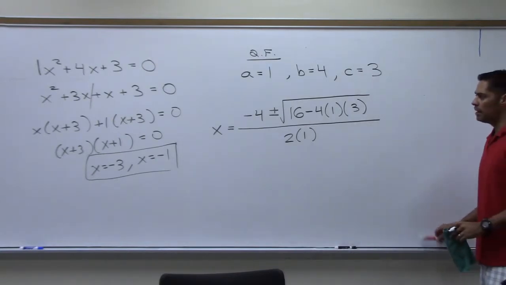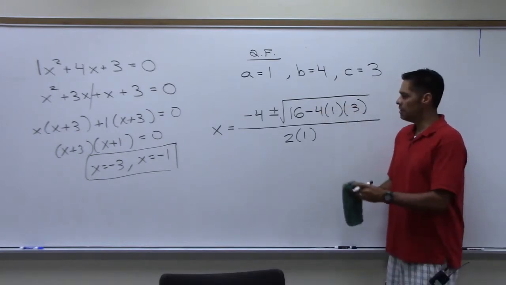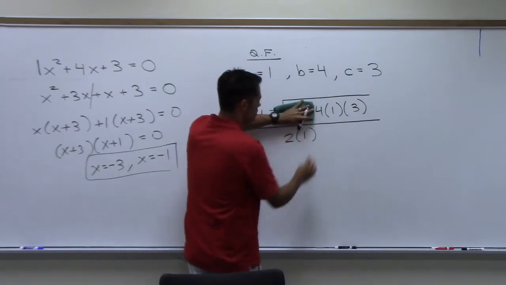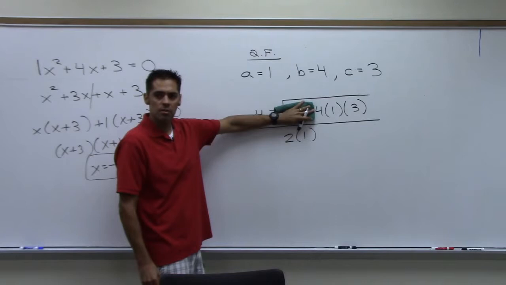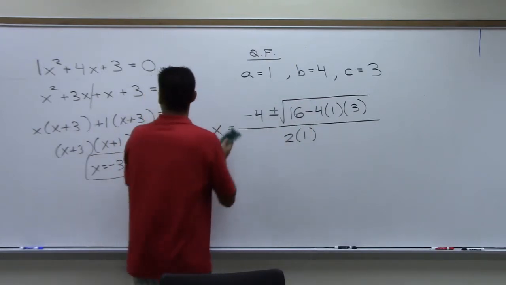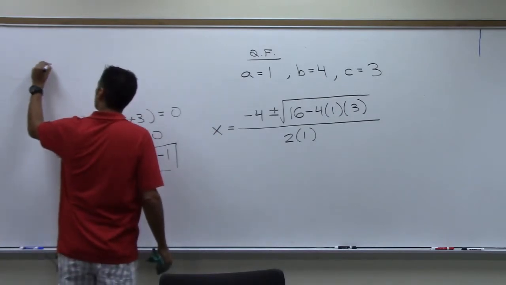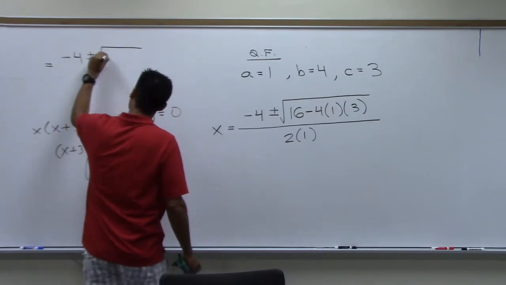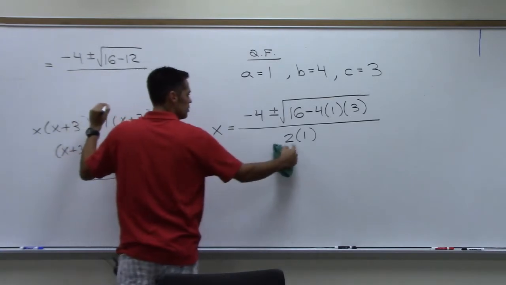And hopefully you recognize this thing here that I told you about earlier. I said to cover up everything to the minus sign and then do those 3 together. 4 times 1 times 3 is 12, and you're going to go 16 take away 12. So 16 take away 12 in there. So equals negative 4 plus or minus square root 16 take away 12 over 2 times 1 was 2.